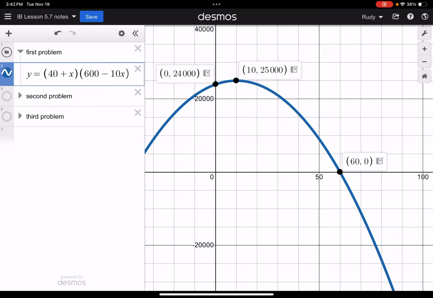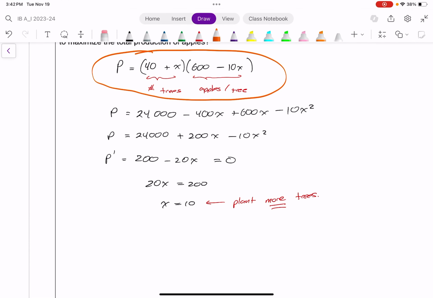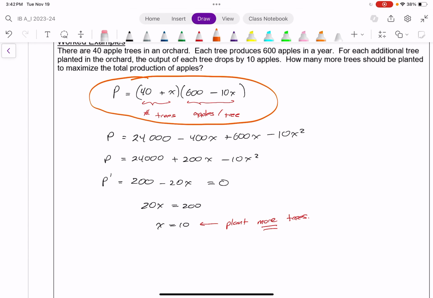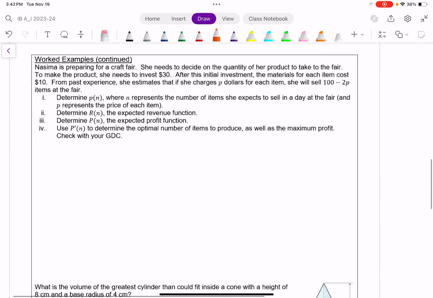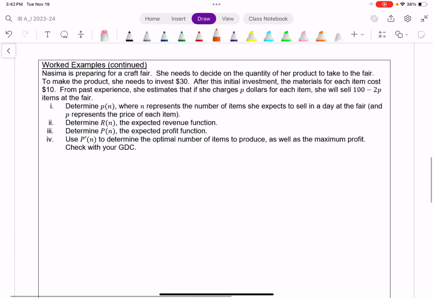All right, with that said, this idea of going to the graph was not essential, but we always have access to a GDC in this course. And so ideally, we can be fluid in how we want to approach this, and that's the best use of our time. All right, a different question with a little more structure.